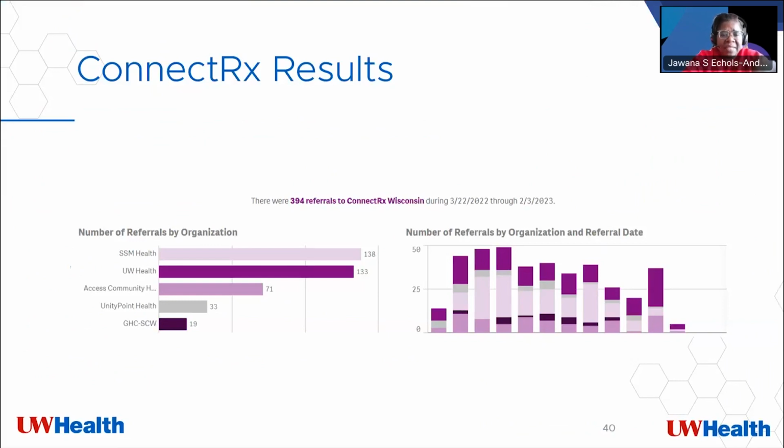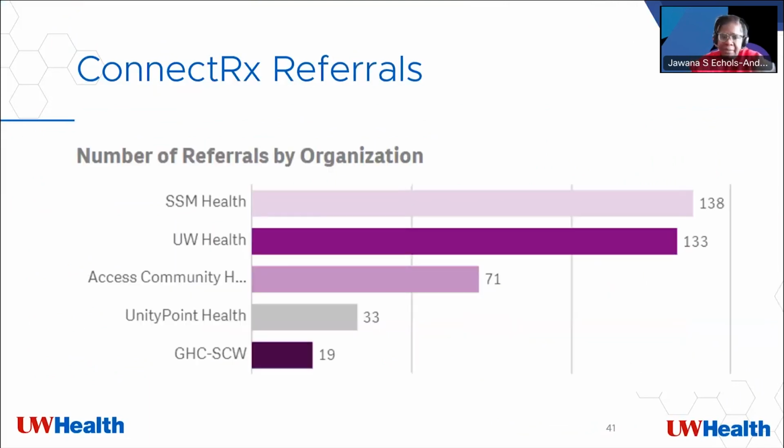And then this is just some of the data of the referrals that we received to date. So to date, we've received 394 referrals total. And then this breaks down how many referrals we receive per health partner. Next slide, please. And then this just shows more of a breakdown of the referrals that we receive per health partner.